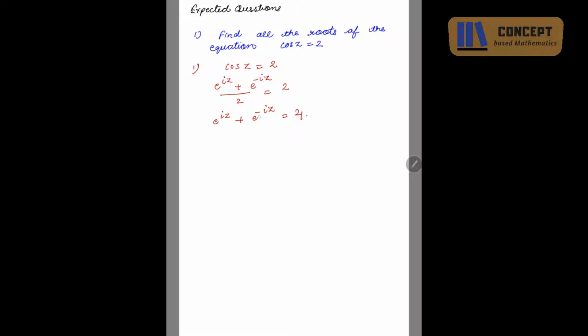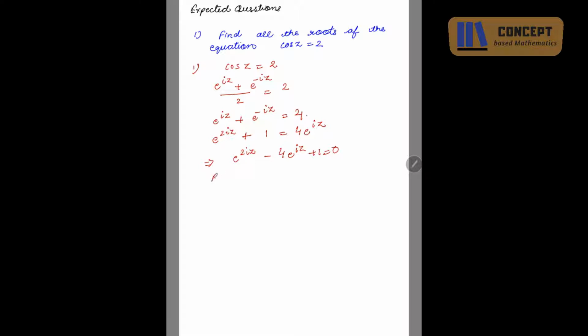Now if we write this as 1 over e raised to the power iota z, then after taking the LCM we get a quadratic equation, which is e raised to the power 2 iota z plus 1 is equal to 4 e raised to the power iota z, which implies further e raised to the power 2 iota z minus 4 e raised to the power iota z plus 1 is equal to 0. So now this is your quadratic equation in e raised to the power iota z.